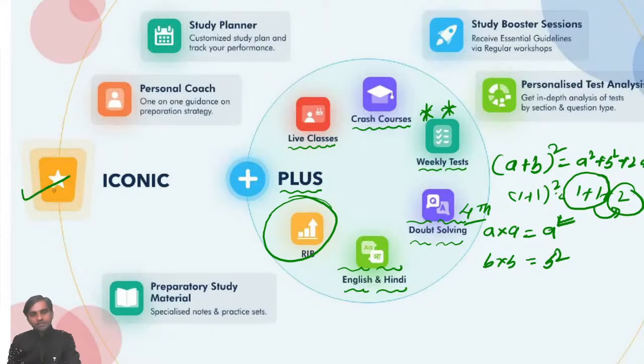We have another subscription called iconic subscription. The benefit of iconic subscription is that you get all the plus subscription benefits, and apart from that you will be assigned a personal coach, who will guide you for preparation strategy very clearly. You also get a customized study planner to track your performance: where you are lagging, where you are improving, which subjects you are weak in. And how to study very well will be given by study booster sessions.